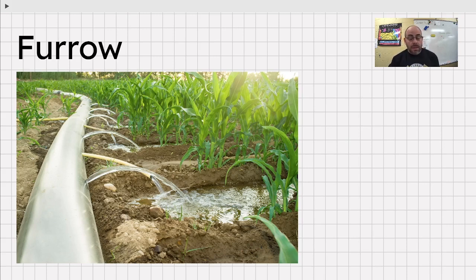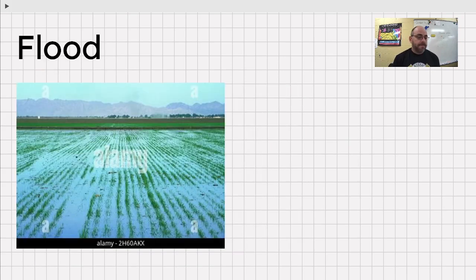The drawbacks for this is approximately 30% of that water is lost to evaporation and runoff, and it promotes soil erosion and can contribute to salinization, which we're going to talk about in a little bit. In a cornfield like this, it's less likely to happen because corn will take as much water as you can give it almost, but in other types of crops, maybe this is not going to be as efficient.